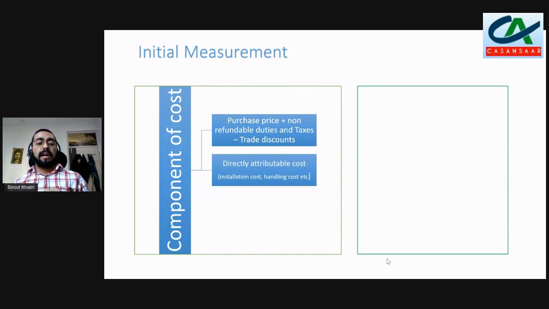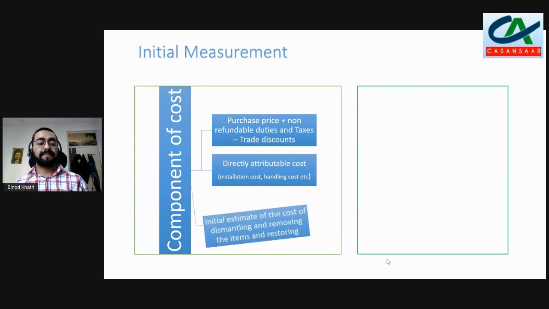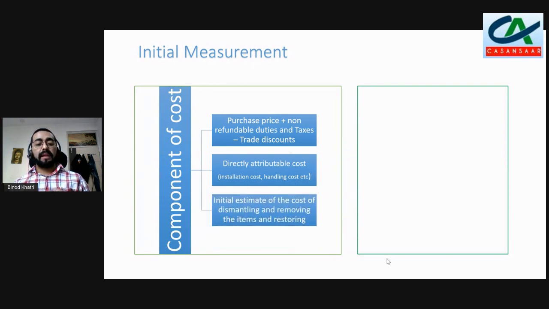And then directly attributable costs, like installation cost and handling cost of the AC. If we are buying an AC, we have to handle that AC, transfer it to the place of installation, and install that AC. All these costs will be capitalized. And finally, if you are estimating any cost of dismantling and removing that AC and restoring the place of original installation, then we also need to capitalize those costs.